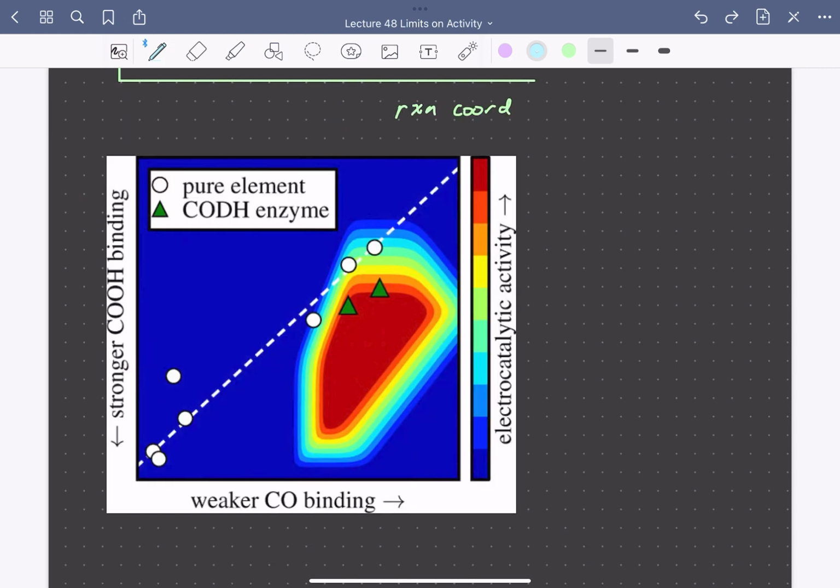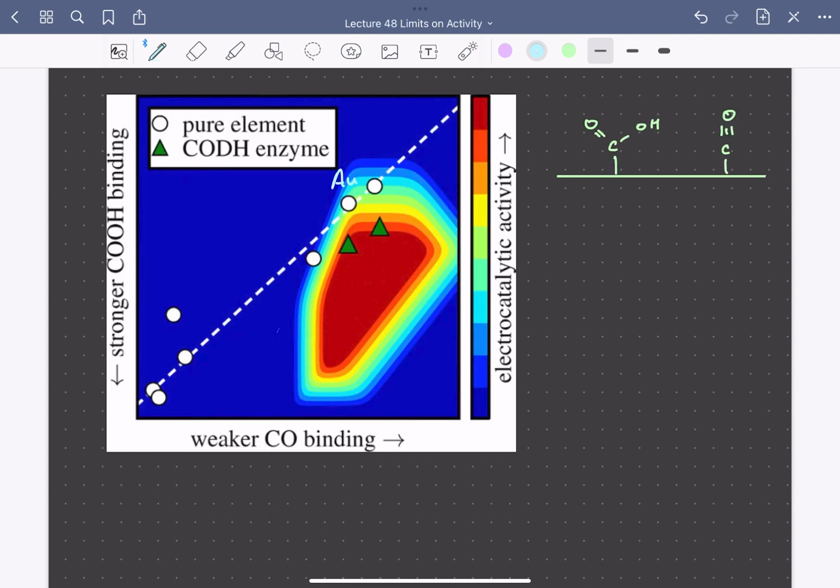So this can be seen on this activity map. So what the scaling relation tells us is that we can move along this scaling relation line, but we can't move off it. So we can't independently say stabilize COOH, which would be moving down without changing the CO binding energy. And this is exactly what we would like to do to access the highest activity.